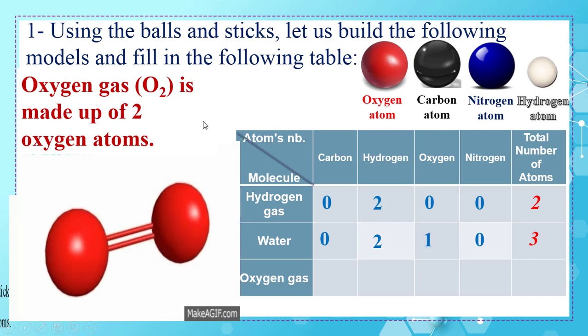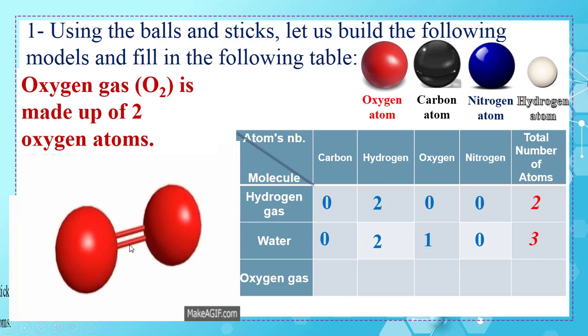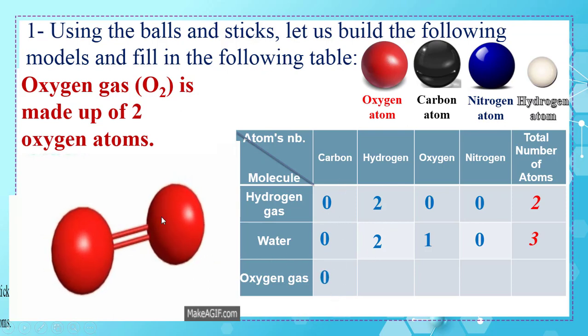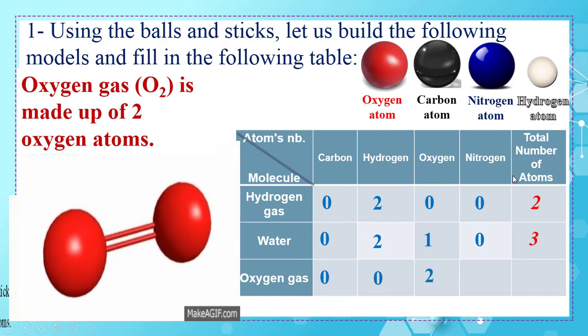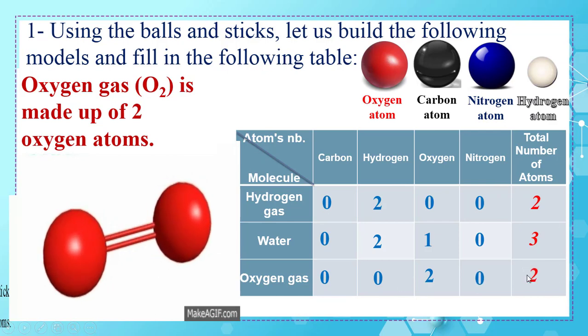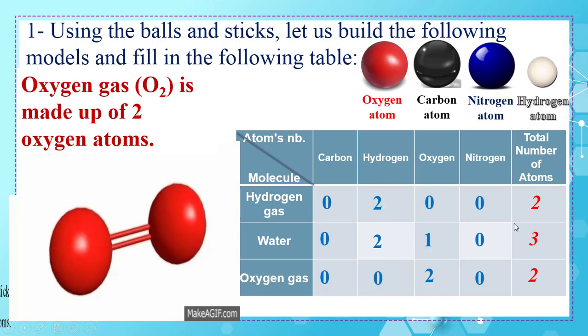What about oxygen gas? As you see, two red balls, it is made up of two oxygen atoms. This is the symbol of oxygen gas. So for this molecule, if I want to count the number of atoms in it, starting with carbon, 0, because there is no black ball, while hydrogen also is 0. What about oxygen? Yes, I have 2 balls. Nitrogen, no. So the total number of atoms is 2. Notice, guys, the number of atoms in each molecule.